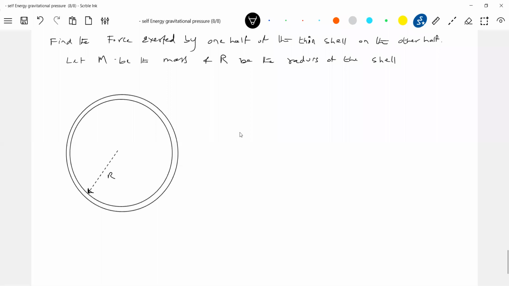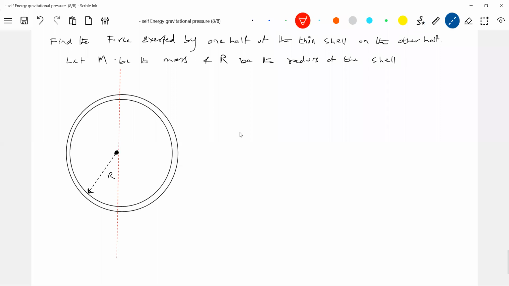With the concept, what happened? You need the idea of the large sheet. That much of a hint is what I can give. And what is asked? The force exerted by one half on the other half. So I think this will become one hemisphere, and this will become another hemispherical shell.